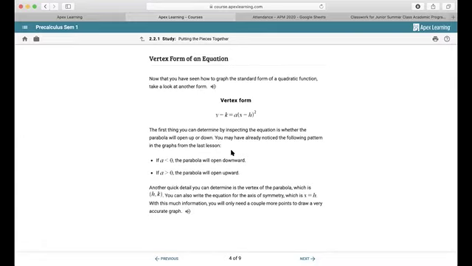Now, if we have the vertex form of the equation, same thing. If a is less than 0, it's going to open down. If a is greater than 0, it's going to open up.